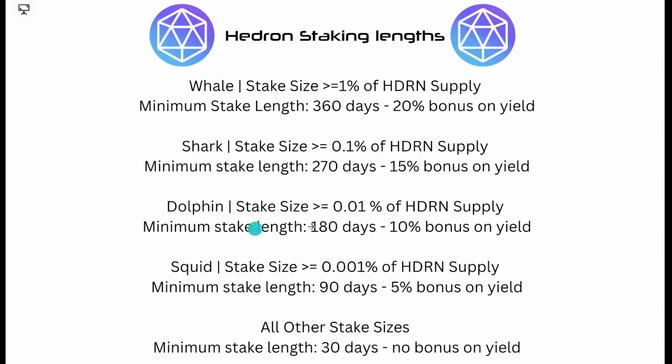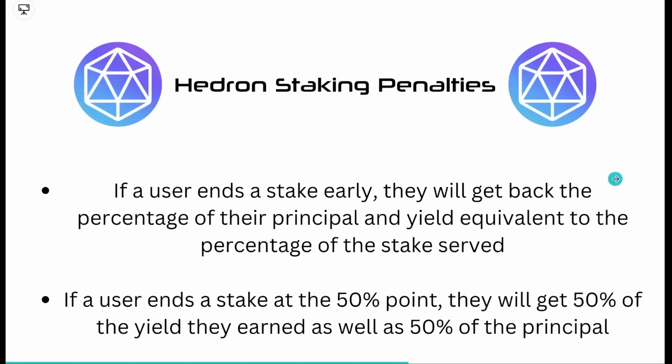So a shark size stake is 0.1% of the HEDRON supply, 270 days, and 15% bonus on yield. And then as you see, dolphin is 0.01% with 180 days and 10% bonus on the yield. A squid size stake is 0.001% of the HEDRON supply, 90 days, and 5% bonus on yield. Everything under this threshold of 0.001% of the HEDRON supply puts you in this 30-day category, which has no bonuses on yield.